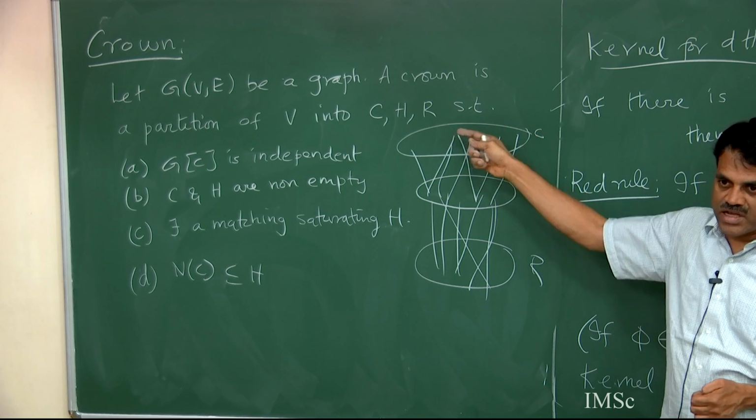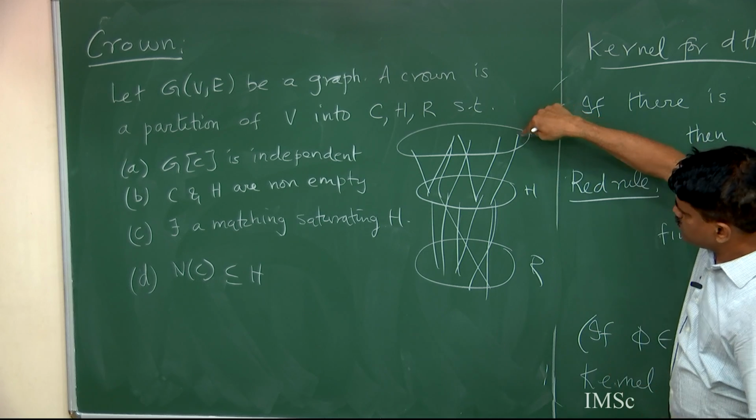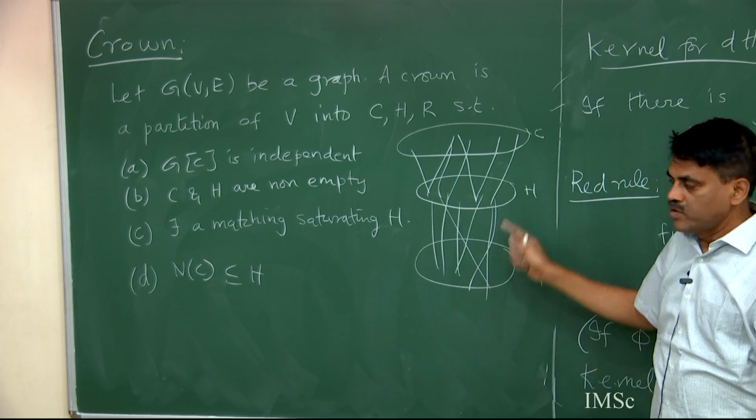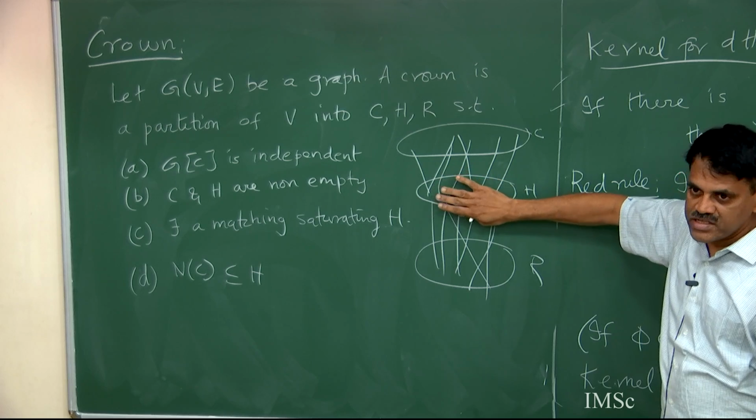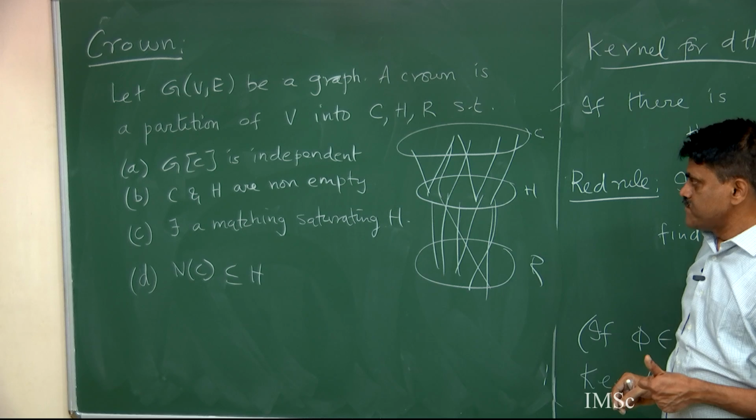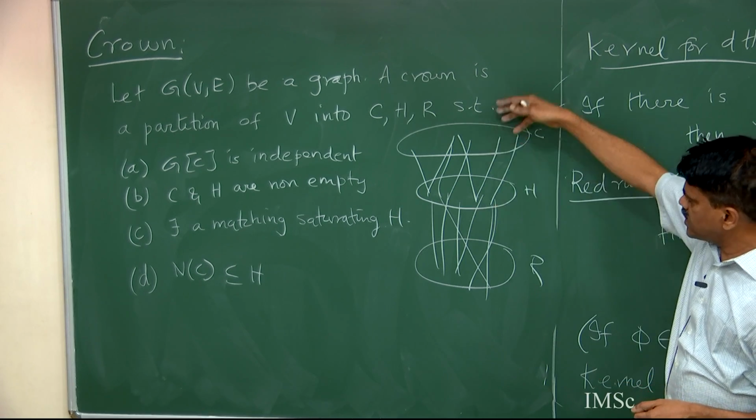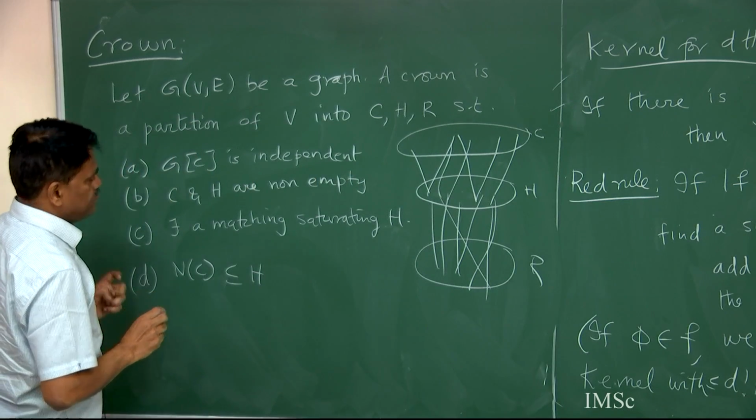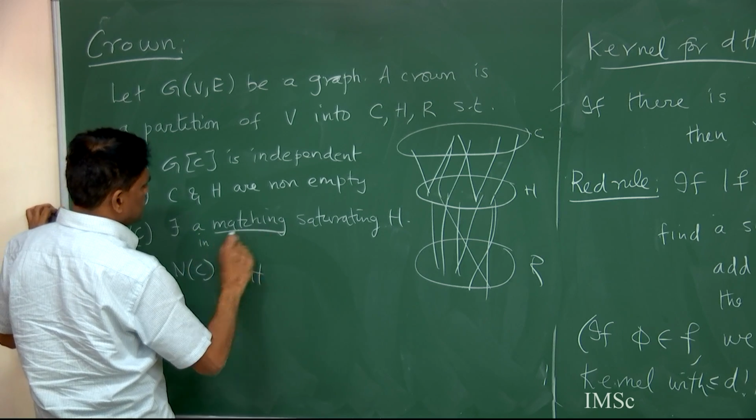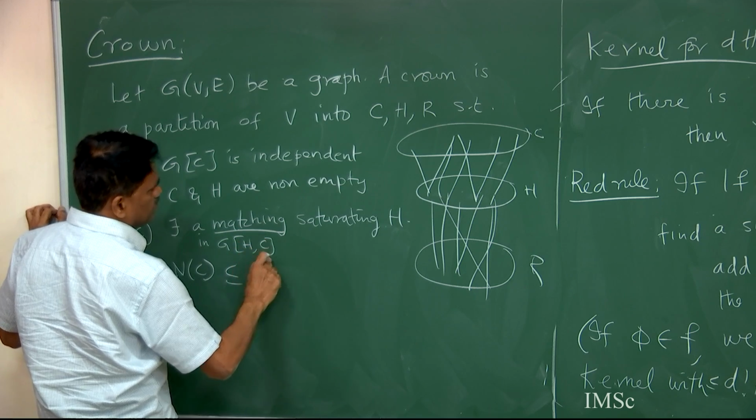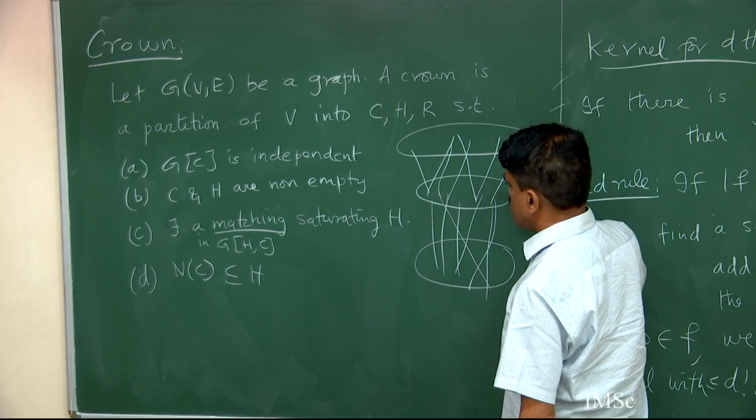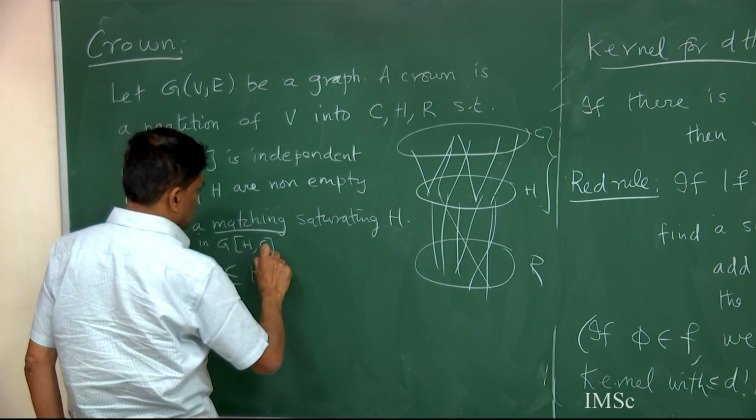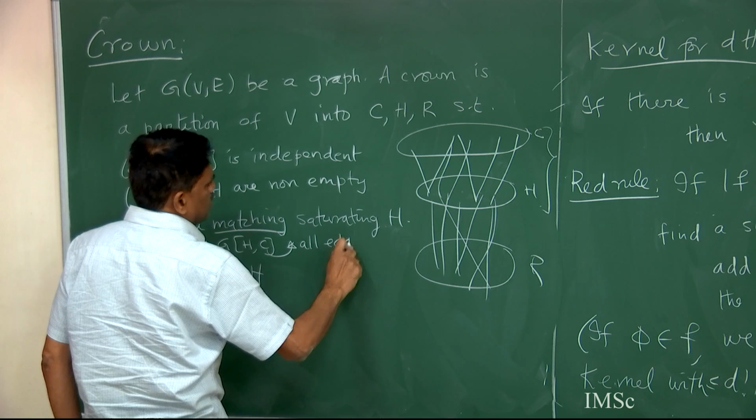C induces an independent set. There is no edge with one endpoint here and another endpoint here because the neighborhood of C is contained in H. So the neighborhoods of C are all entirely sitting inside H. More importantly, there is a matching that saturates every vertex of H. There is a matching in which graph? In G restricted to H and C. So if you look at this graph, I mean this contains only all edges between H and C.